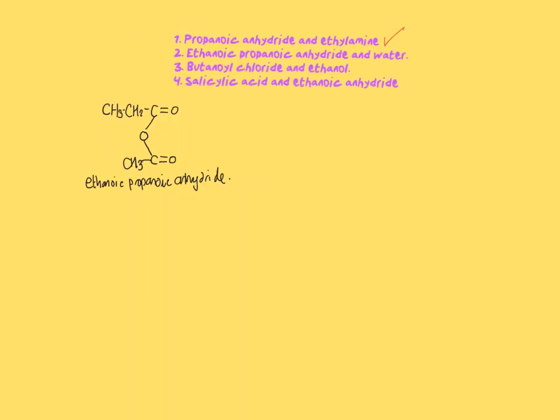So now you've got the mechanism for the propanoic anhydride and ethylamine. Did you draw the structure of ethanoic propanoic anhydride correctly? Now there's the question of which carbon atom is going to be attacked by the nucleophile. Both of the carbon atoms are electron deficient because they're attached to an electronegative oxygen.